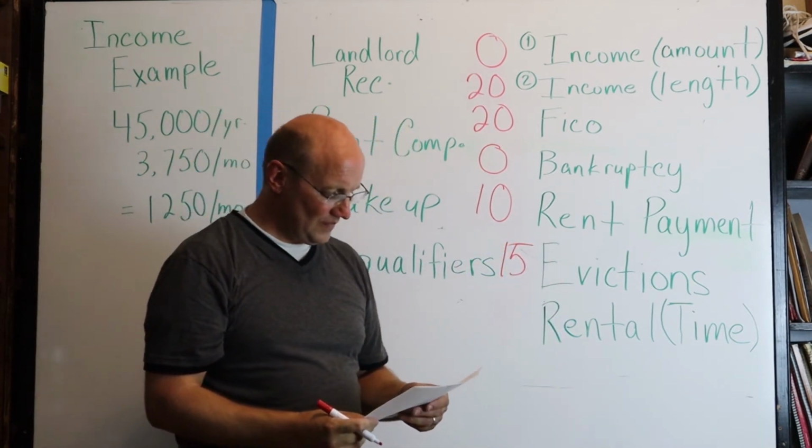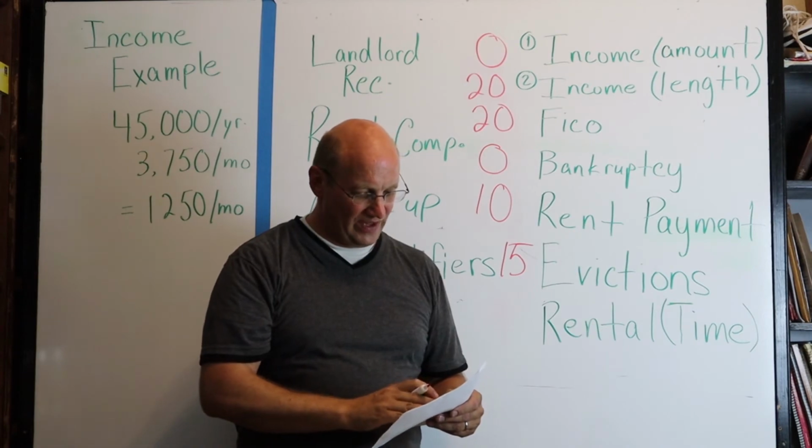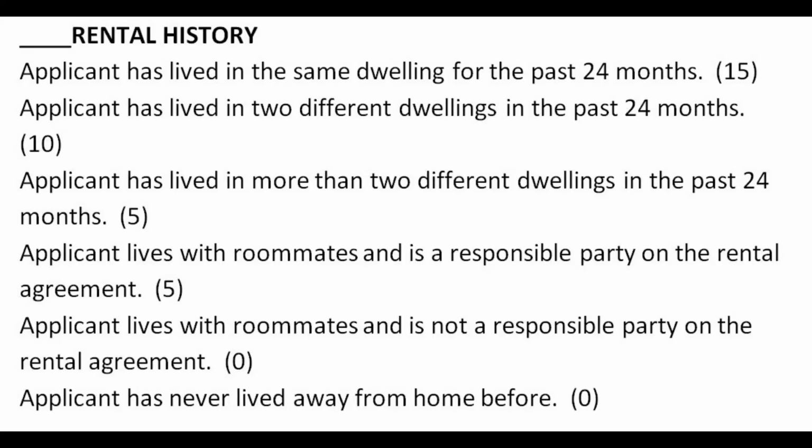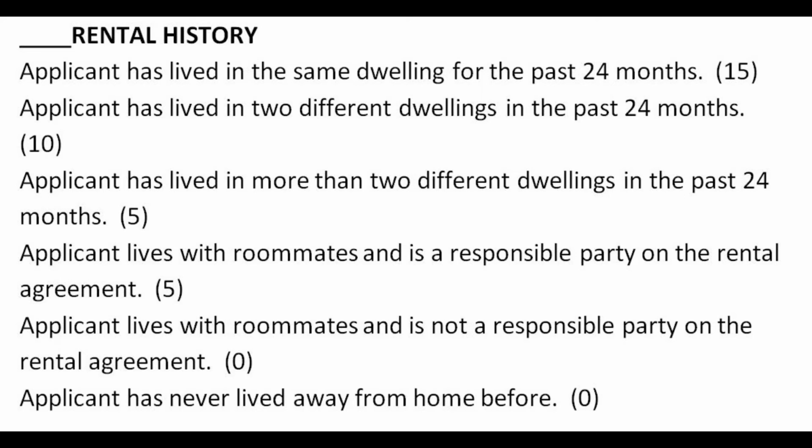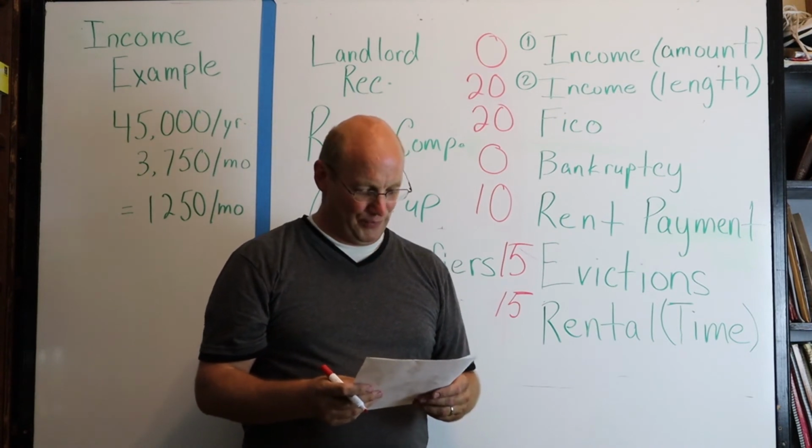Okay. Now, rental history. Lived at the same dwelling. Like I said, we've been in our house about 30 months, and we lived at our previous dwelling for 5 years. So we get the maximum on this, which is 15 points. If they've lived at 2 different dwellings, for instance, in the last 24 months, they get 5. I thought it was interesting, if they've been a roommate on the lease, that gives them 5. A roommate just bunking in with somebody not on the lease gets 0. And never lived away from home, 0.